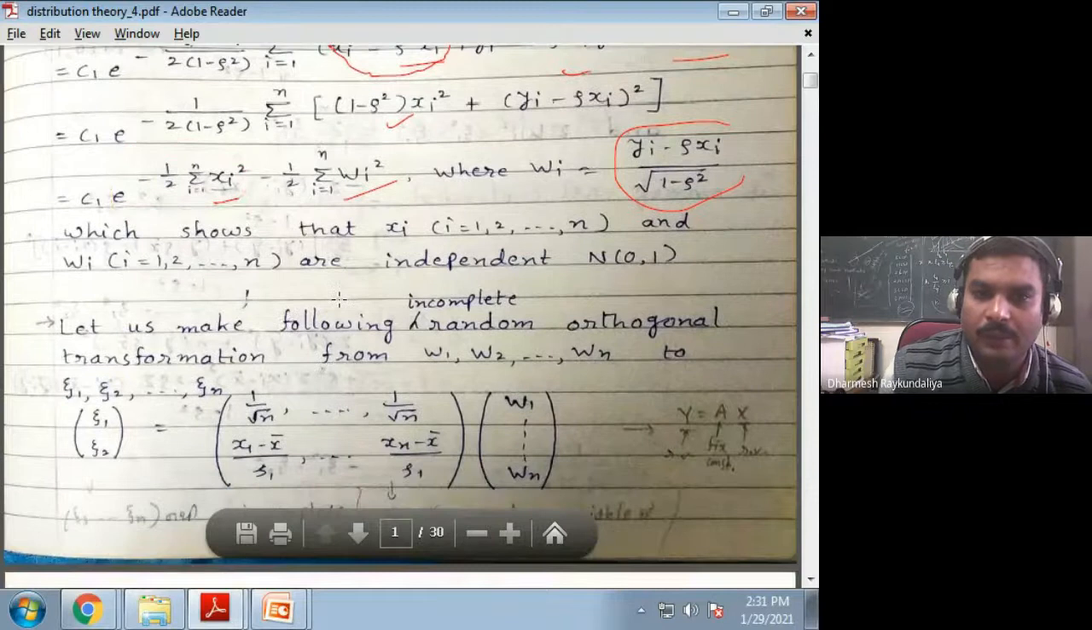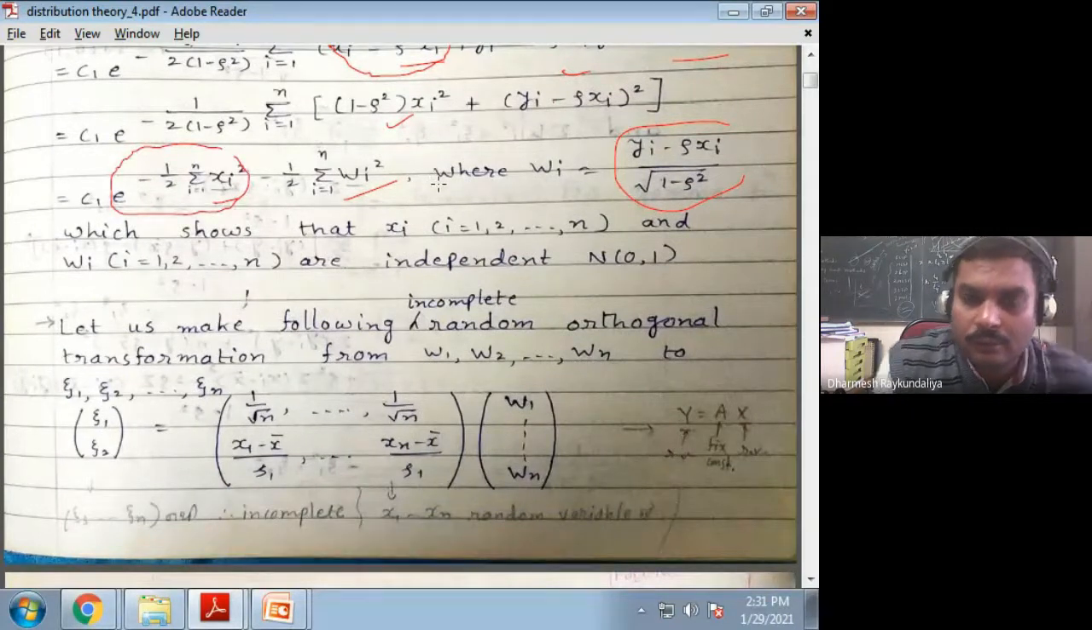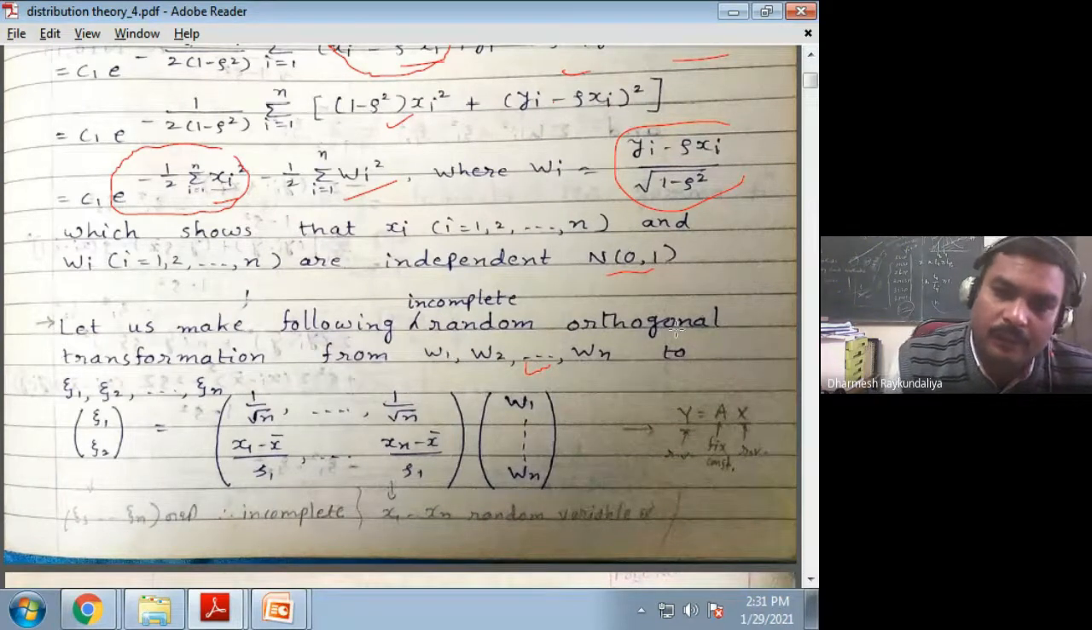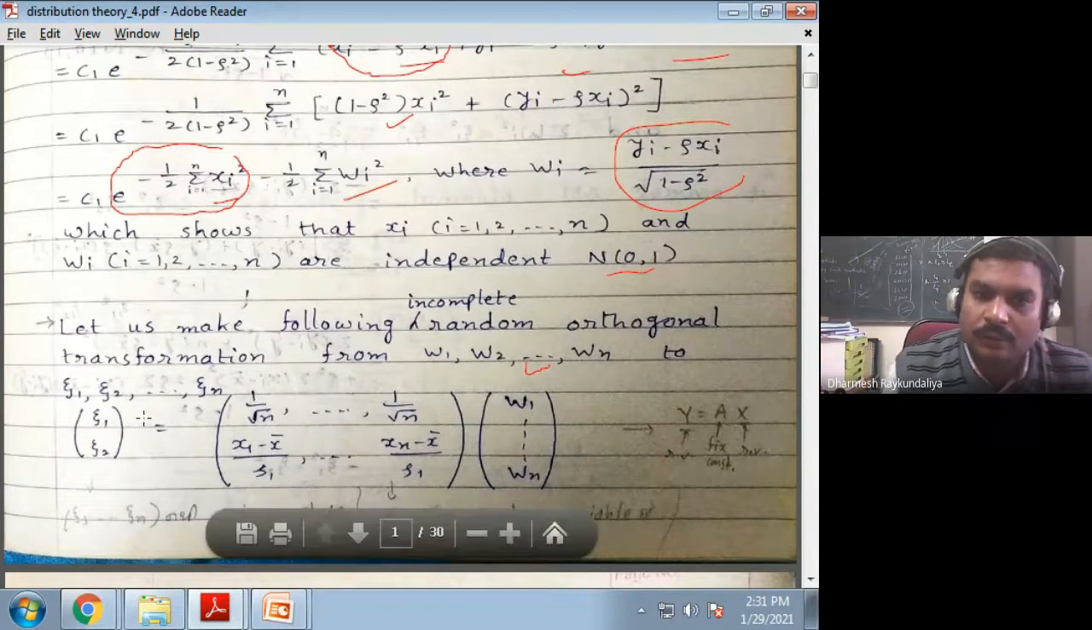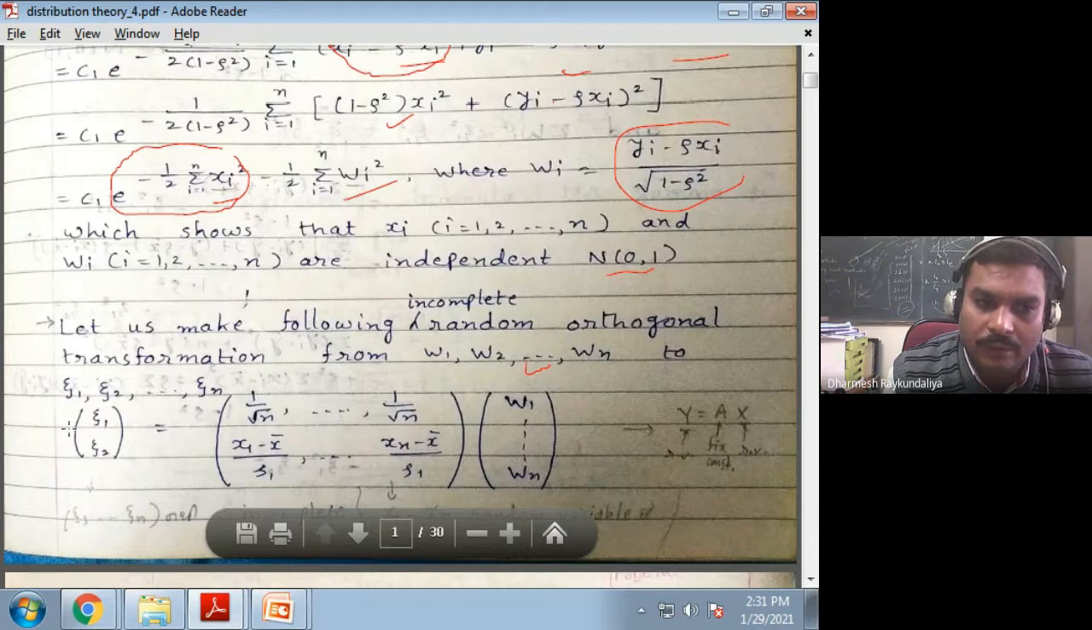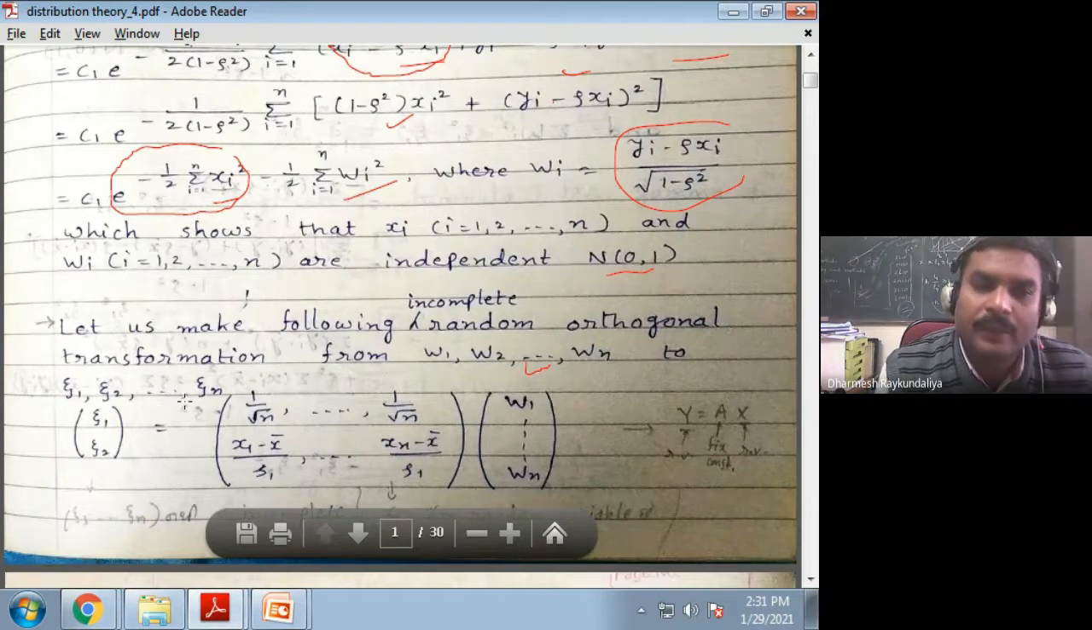Now I will apply the incomplete orthogonal transformation on the w, because w1, w2, ..., wn are normal 0, 1. So let us make the following incomplete random orthogonal transformation from w1, ..., wn to xi1, xi2, ..., xin, but I am not considering all of xi1, ..., xin, I am only considering xi1 and xi2, so that's why it is incomplete.